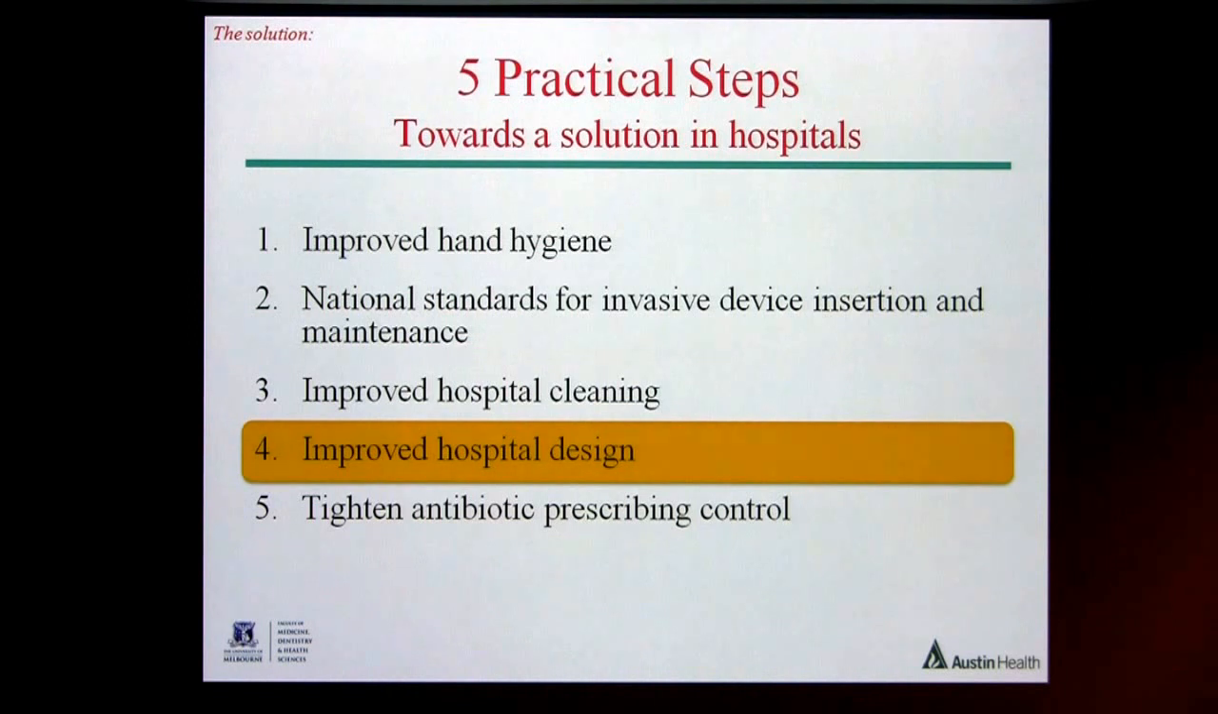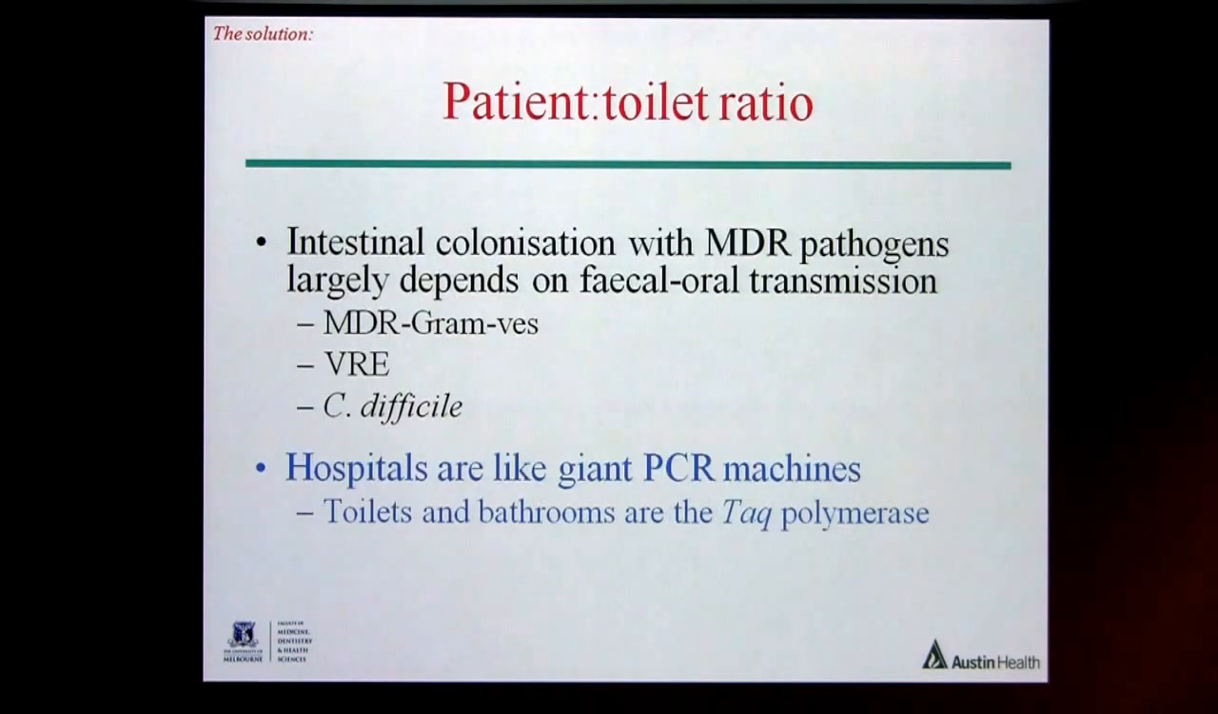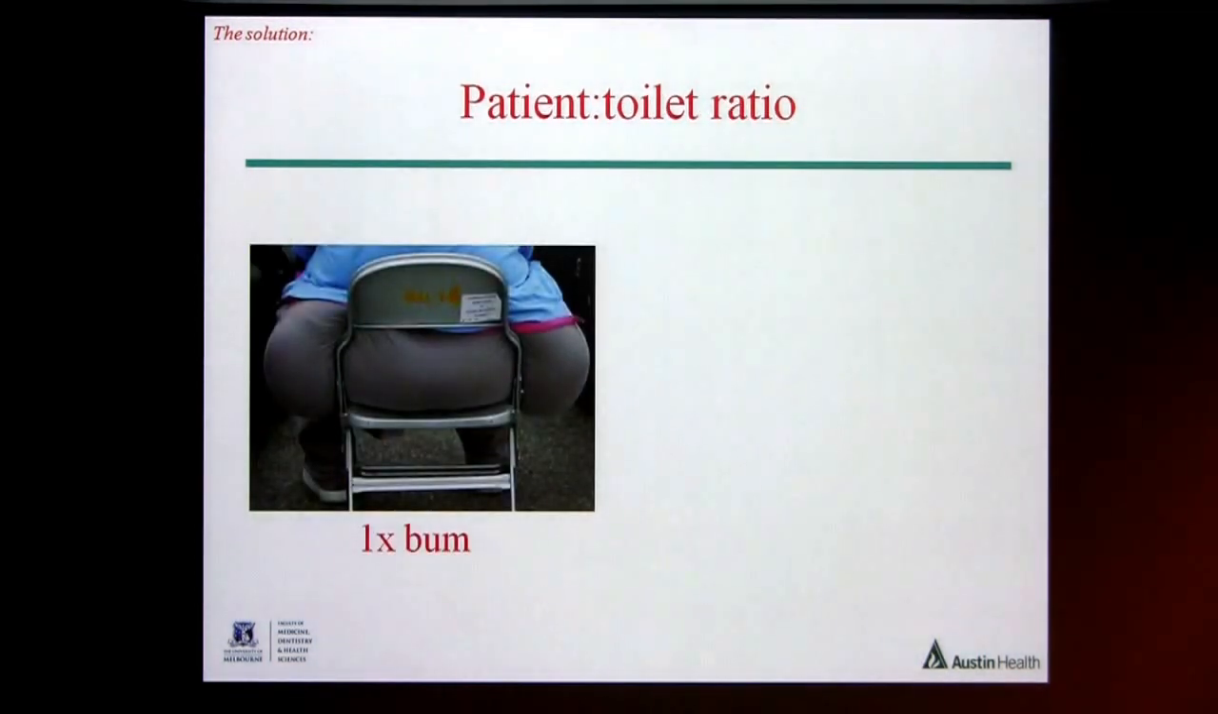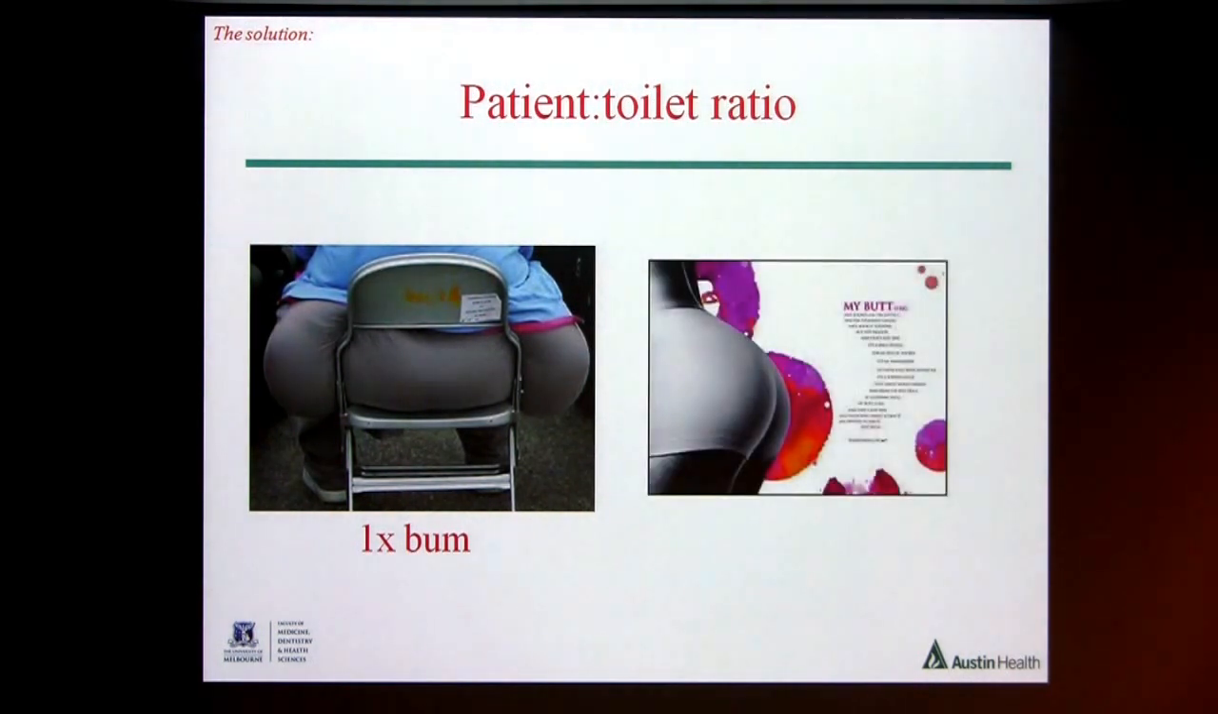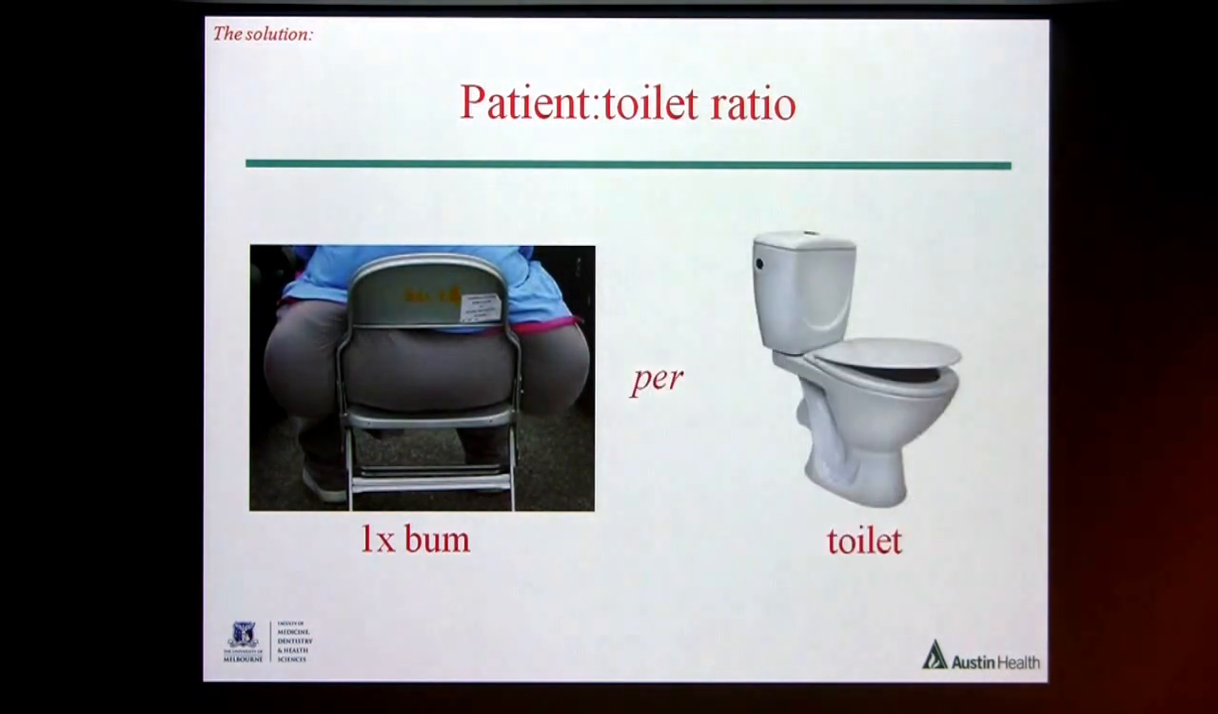And so really there's one basic motto that you could learn from this. Hospitals are like giant PCR machines, really. They just take a couple of genomes and then spread it amongst all the others and multiply it up. So we could start with this simple philosophy of a patient to toilet ratio, and that is one bum, or maybe it's a bum like that, per toilet. And that would help a lot.